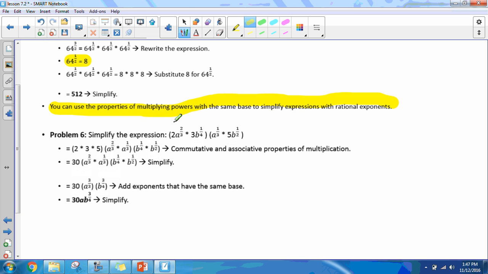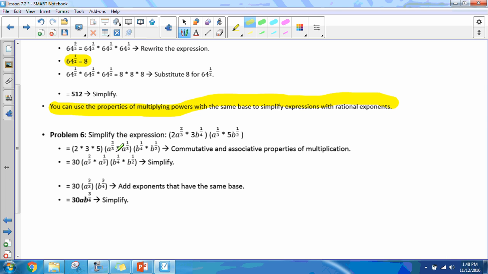Simplify the expression 2a to the 2/3 power times 3b to the 1/4 power times a to the 1/3 power times 5b to the 1/2 power. By commutative and associative properties, I pull all the numbers out and I get 30.